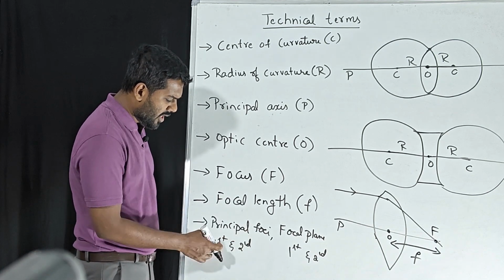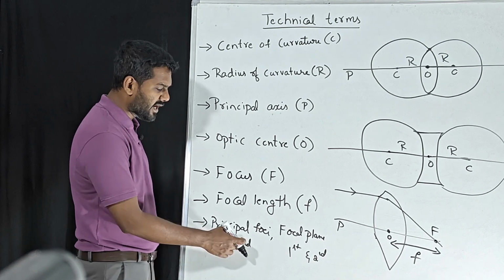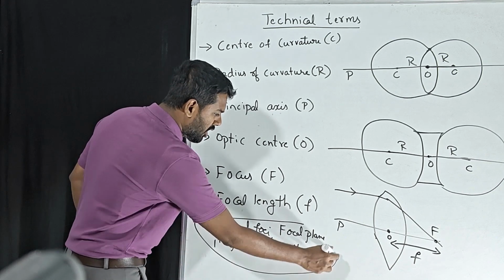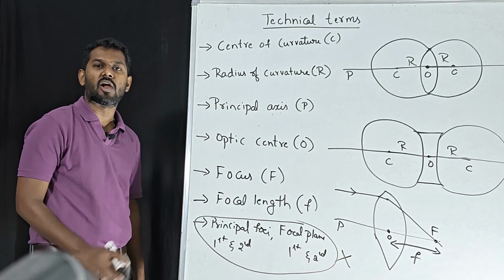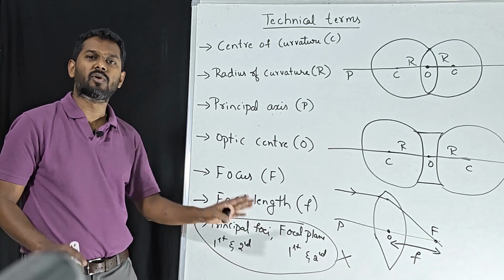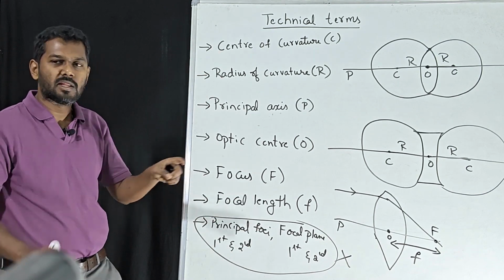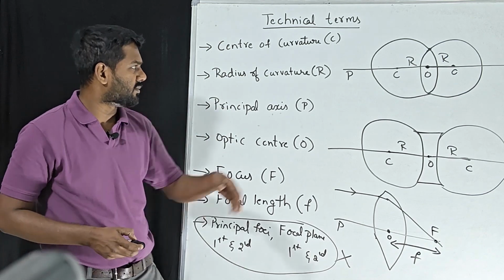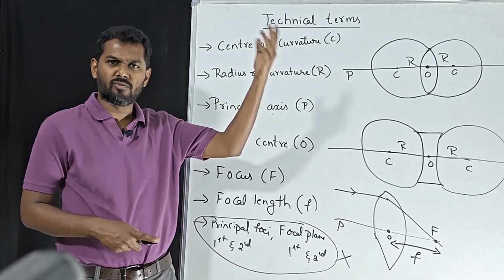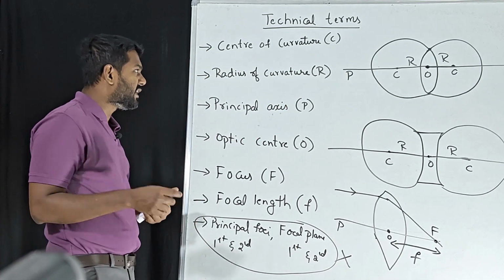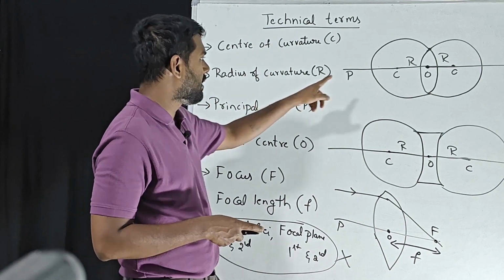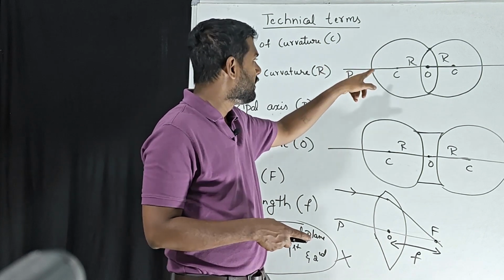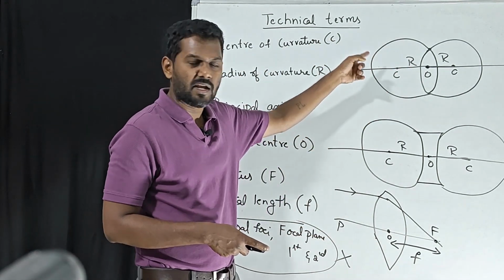Next, principal foci. The first and second principal foci, and the first and second focal planes, all these things are not in the syllabus. Even though they are in the textbook, they are not in the syllabus, so you don't need to worry about them. If you know this much, that is enough. There is no need to memorize the definitions by heart. Just understand and write it in your own way and use keywords like center of curvature. The center of a spherical lens is a keyword.